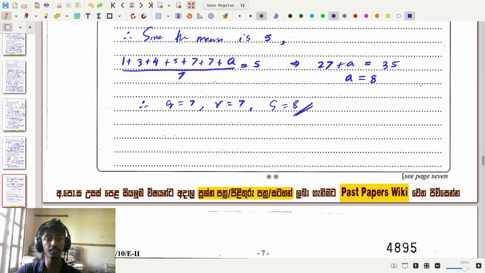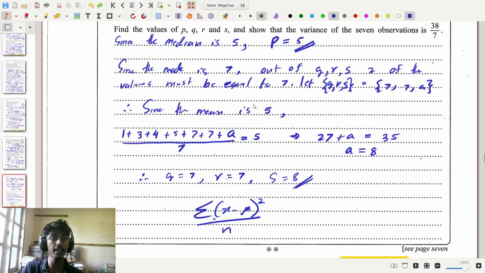Now the variance is the sum of x minus mu squared divided by n, where n is the total number of observations. Or rather, actually I've made a mistake here, the square is on the outside: the sum of (x minus mu) squared divided by n, where x is each individual value and mu is the mean. Now in our case, the mean is equal to 5.